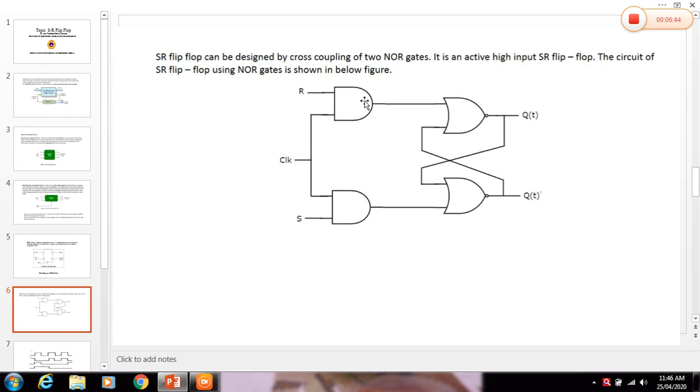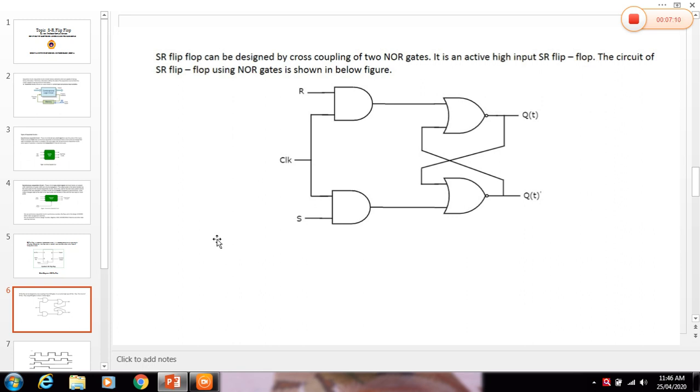Now, here we have to give a clock pulse. We can't give the inputs directly, so we have used AND gates to generate the clock pulse. With the reset input we are giving a clock, and with the set input, obviously, we are giving a clock. So for giving a clock, we have used two AND gates over here. Why have we used AND gates?